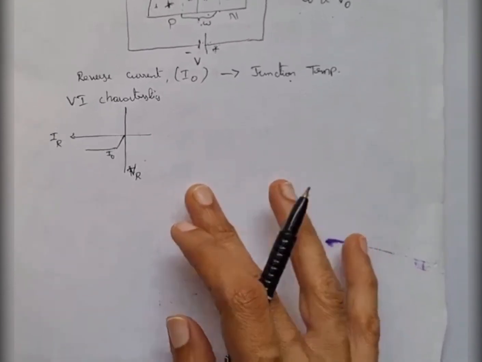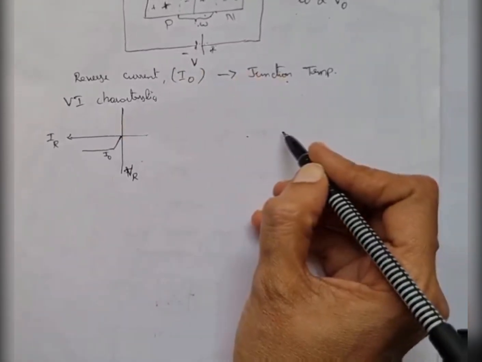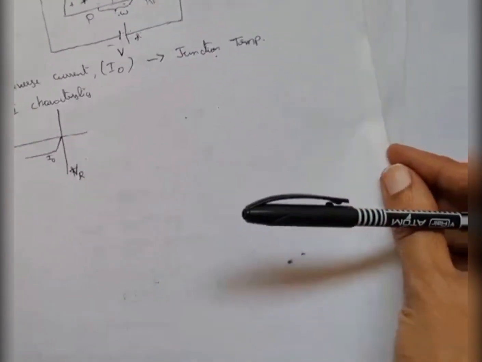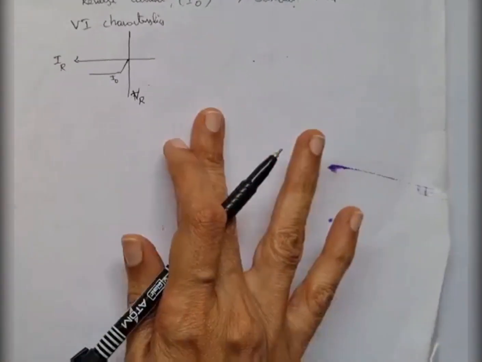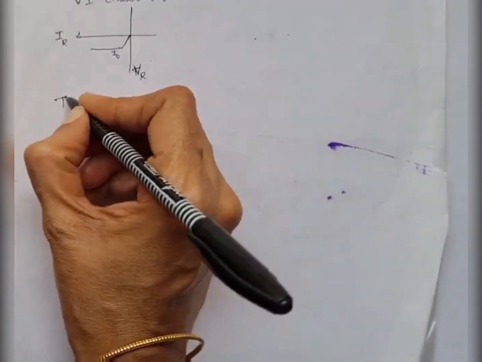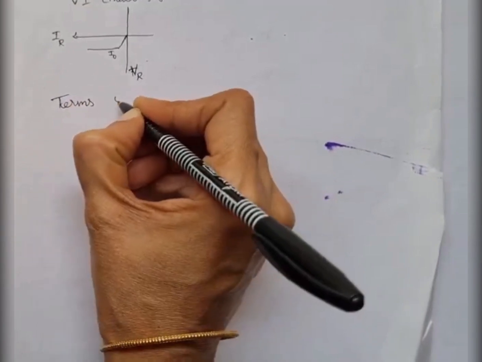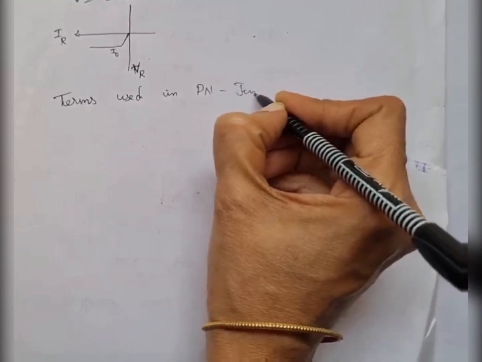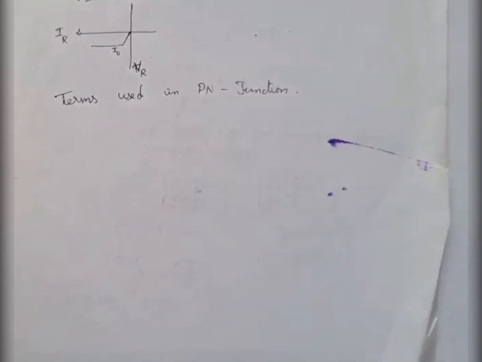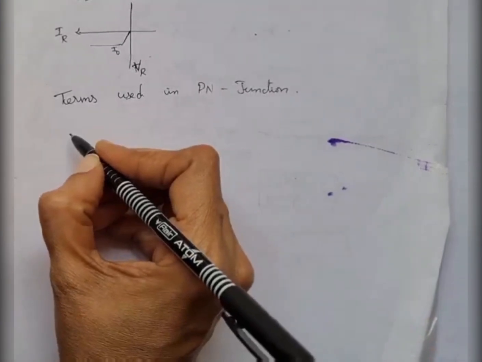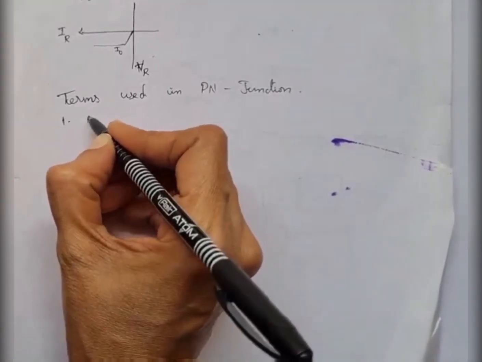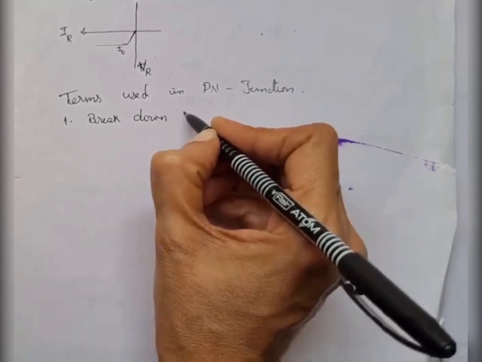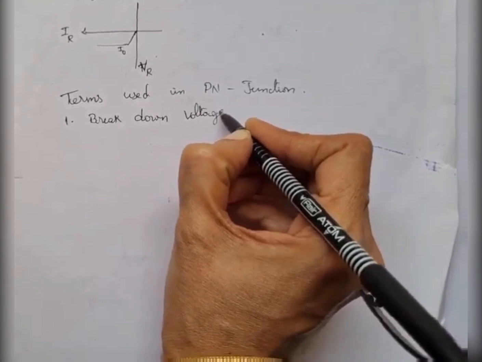Up to now we have seen what a forward bias is, what a reverse bias is, and how they work. Now we see what terms we are using in a PN junction. Five terms we are using. The first one is breakdown voltage.